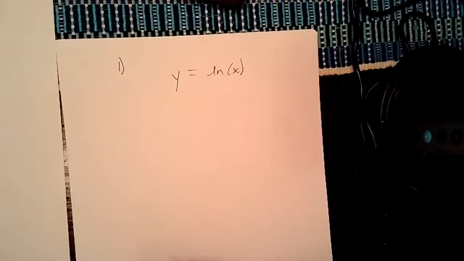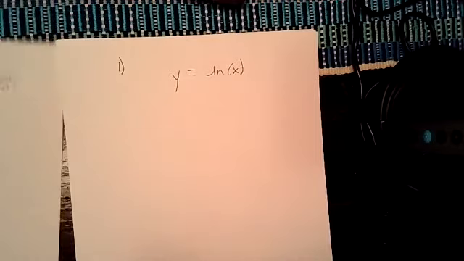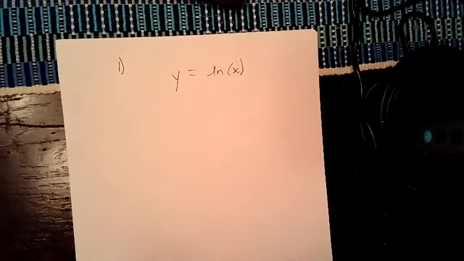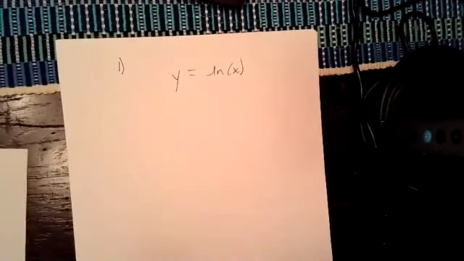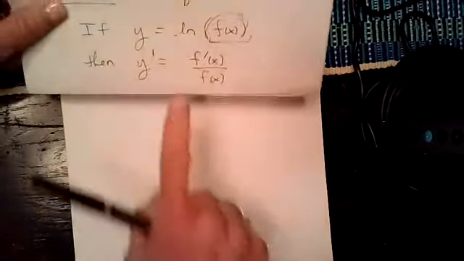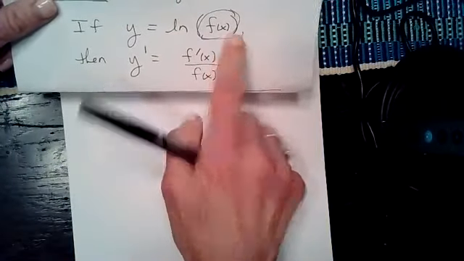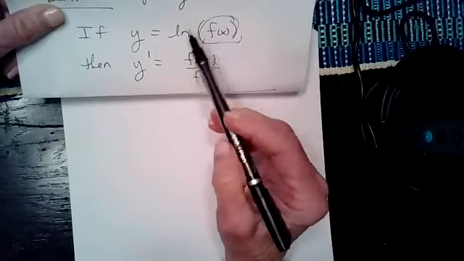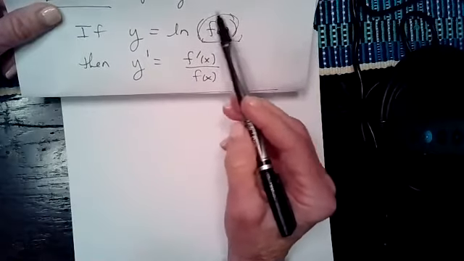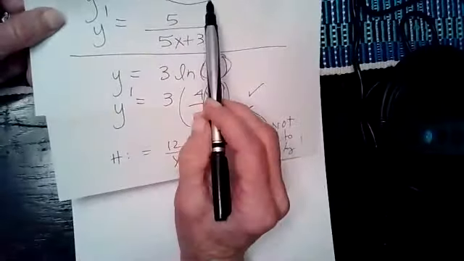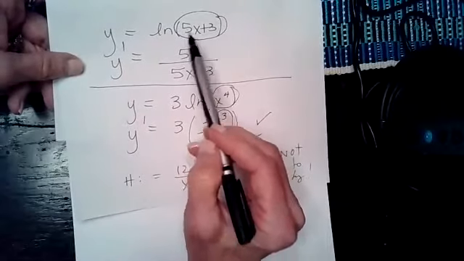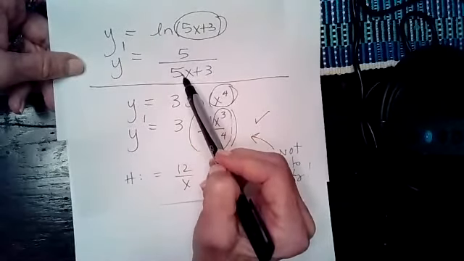Well, let's remember our rule. There's only one rule, and it's going to work for every function. If you have the ln of a function, the derivative is the derivative of whatever the argument of the ln is over this. Just like we had, the ln of 5x plus 3 is the derivative of 5x plus 3 over 5x plus 3.